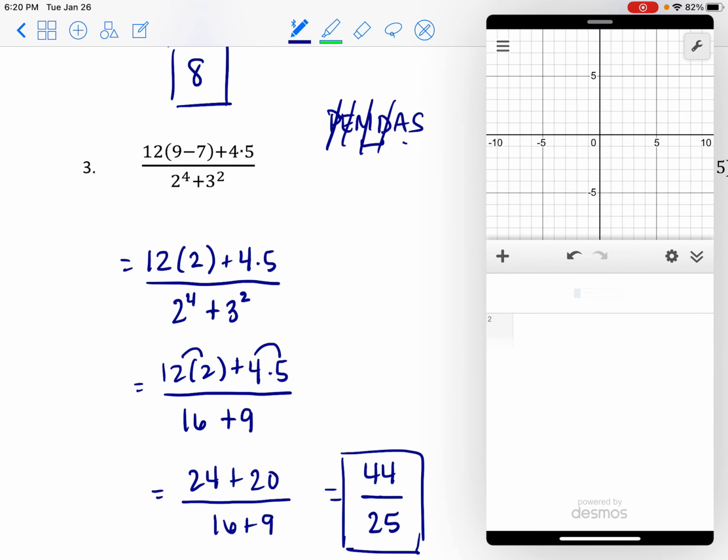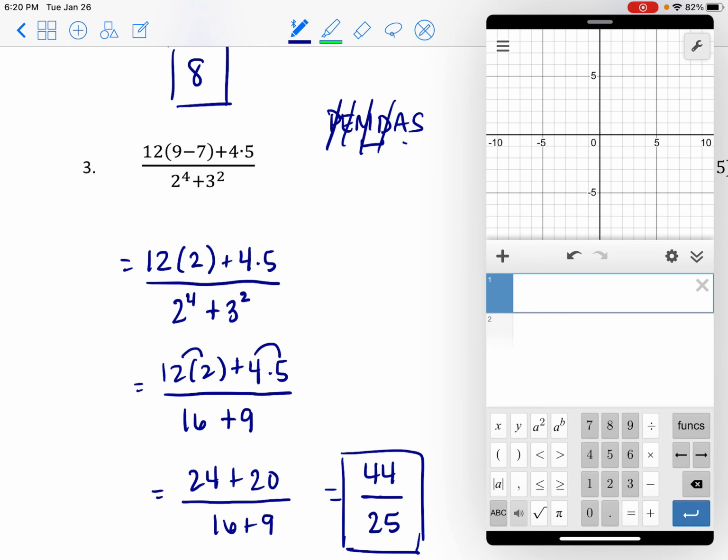And again, we can try to verify here. So if you want to type a fraction, hit the divide button first. Let's go 12 parentheses 9 minus 7. It's always good. Sometimes I'm thinking my brain's working and it's really not. So it's always good to check your work. Assuming you can, right? Because that didn't really work in the last one.